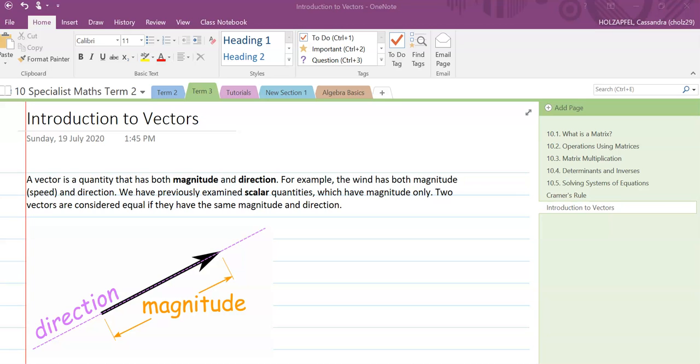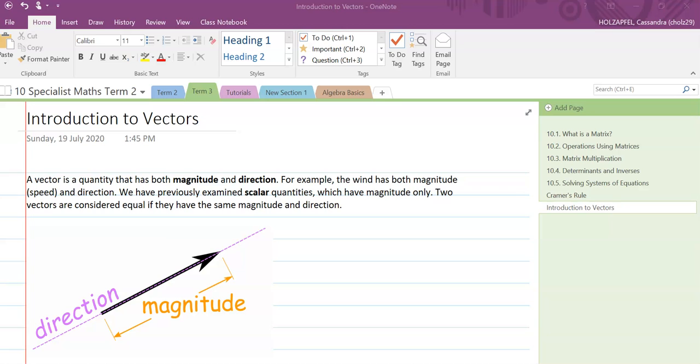Today we're going to be having a quick look at vectors and what they are and how we can use them to solve simple problems. A vector is a quantity that has both magnitude and direction. So for example, the wind is something that has both a magnitude, which is its speed, and direction. Previously we've examined scalar quantities which have magnitude only. So from our example, if we were just looking at the speed of the wind, this is very one-dimensional, and so therefore that's a scalar quantity.